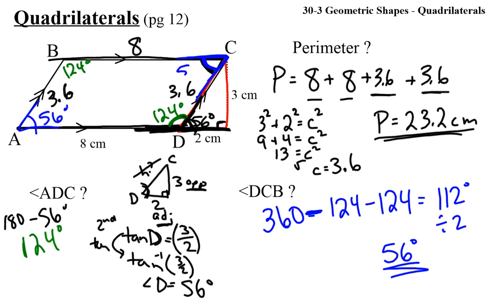And you can do a quick check. All of these angles added together, 360 degrees. So lots of little things to think about. Quadrilaterals, all that information we started with are puzzle pieces to help us put the puzzle together.